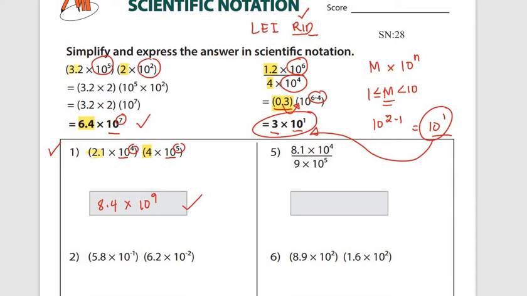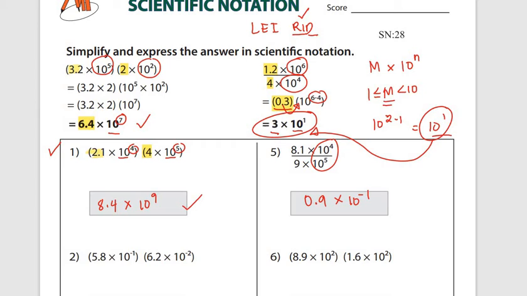What about number 5? We do have here 8.1 times 10 raised to 4 divided by 9 times 10 raised to 5. So numerical factor first. 8.1 divided by 9, that's going to give us 0.9 times, look at the exponential numbers. So they're supposed to be subtracted, right? So 10 raised to 4 divided by 10 raised to 5. So you copy the 10 and you subtract the exponents. So 4 minus 5 gives us negative 1.